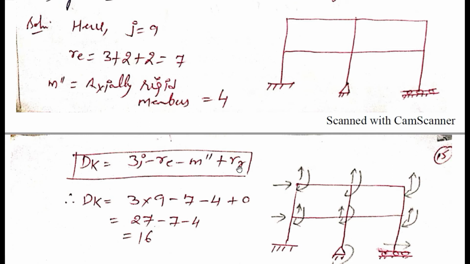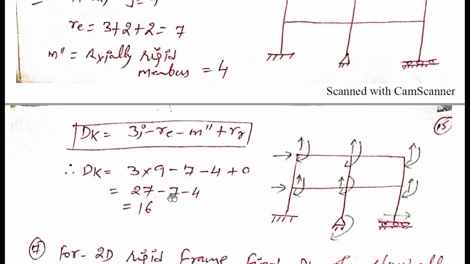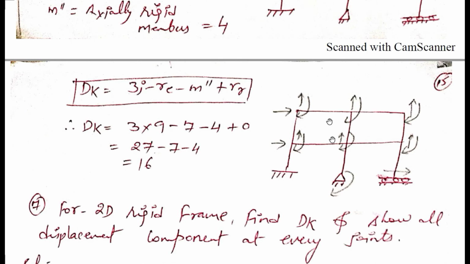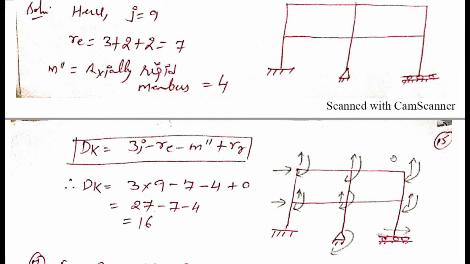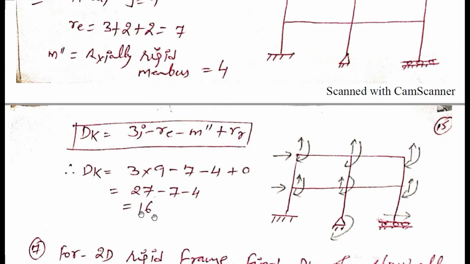Okay, so rr value will be 0 in this case. So 27 minus 7 minus 4 is 16. Okay, so this is the displacement component at this frame. So how it is 16.